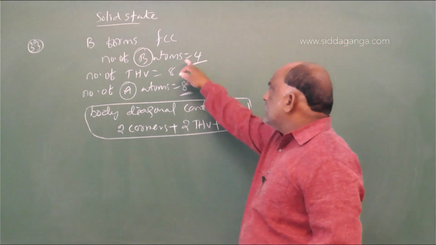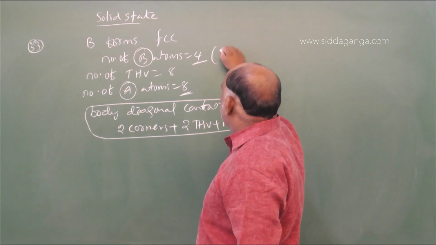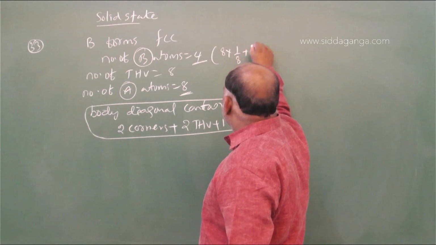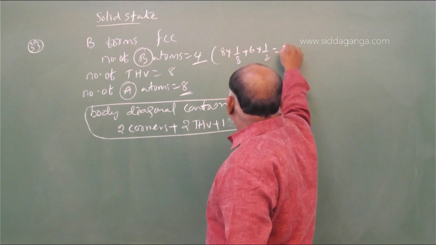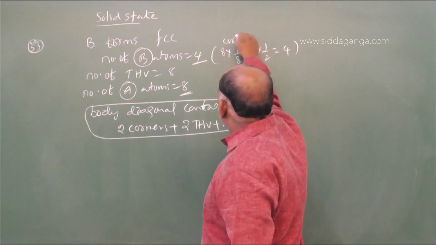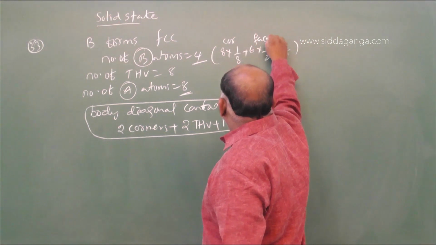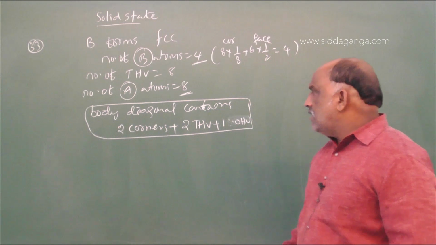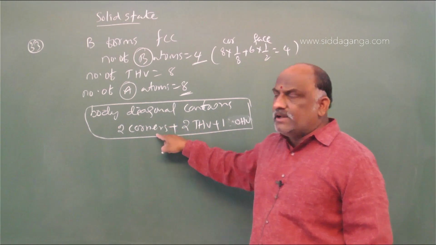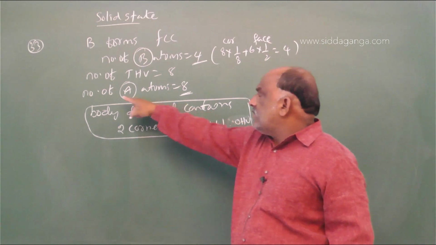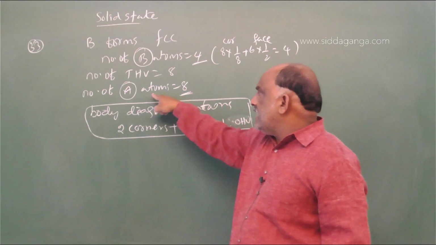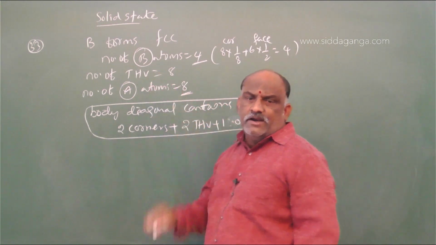So number of B atoms is 4. How do we get 4? 8 into 1 by 8 plus 6 into 1 by 2 is equal to 4. This is a corner, this is a face. So the body diagonal contains 2 corners; remove 2 corners. And number of A atoms is 8, because A atoms occupy tetrahedral voids.